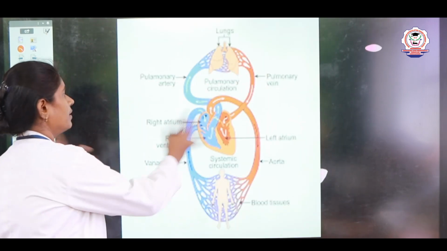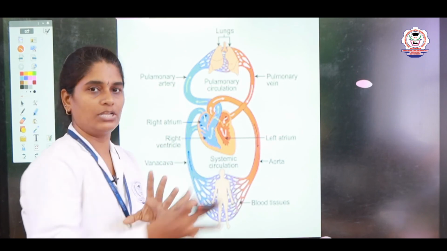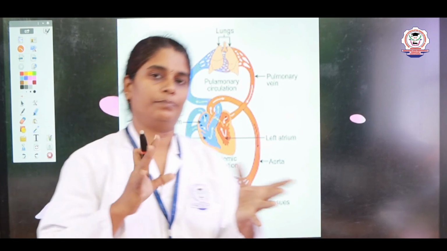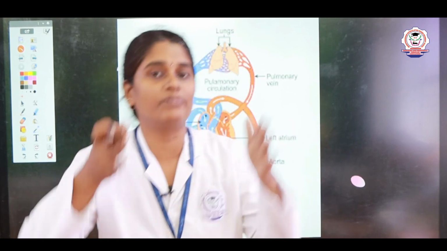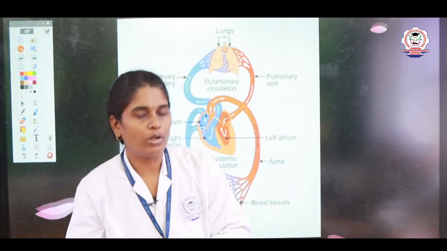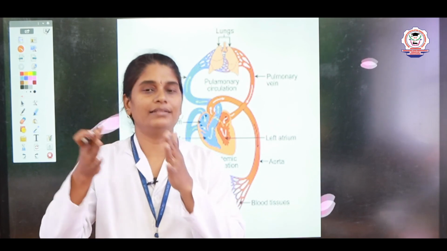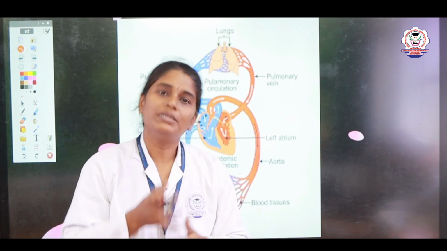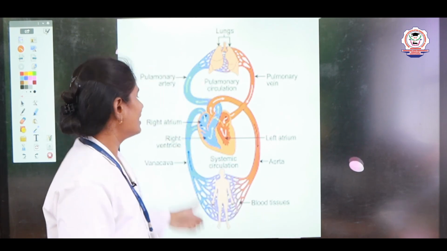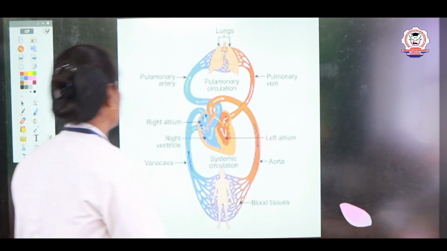So this combination of two circulations, the circulation of blood that is happening between the heart and the lungs, and again between the heart and all the parts of our body, together we call it as double circulation. So this is known as double circulation.